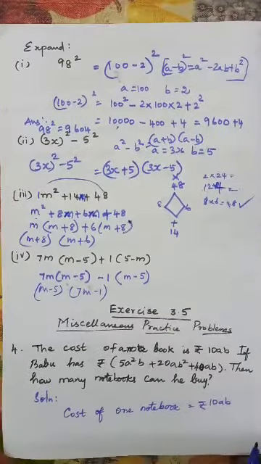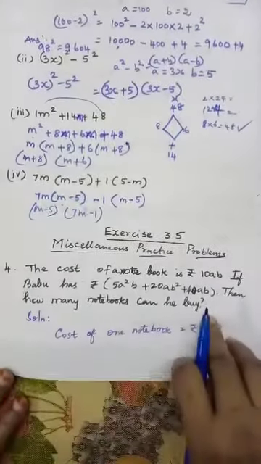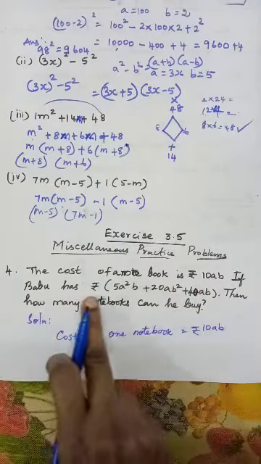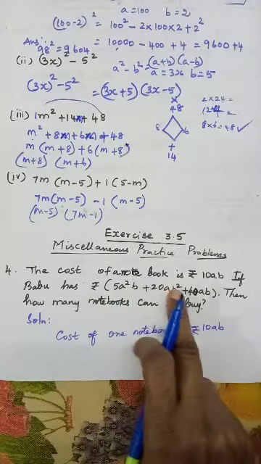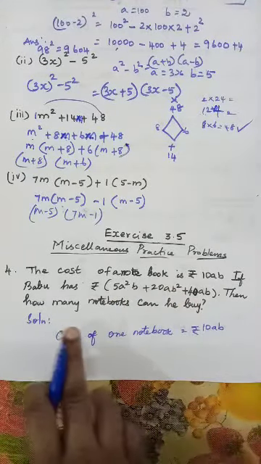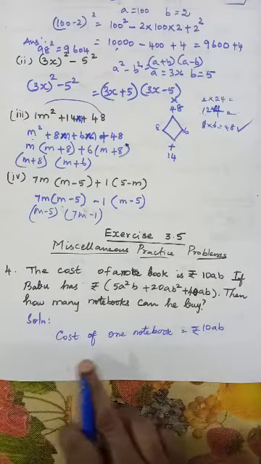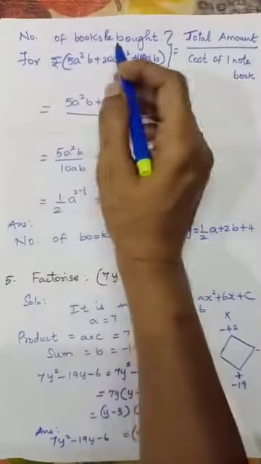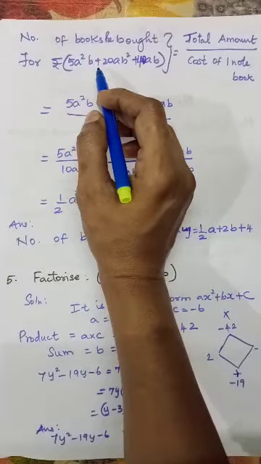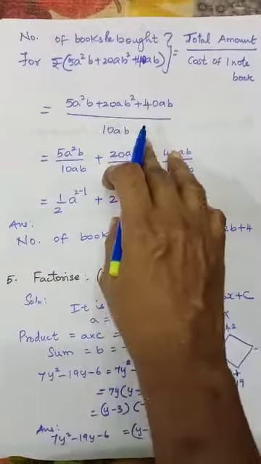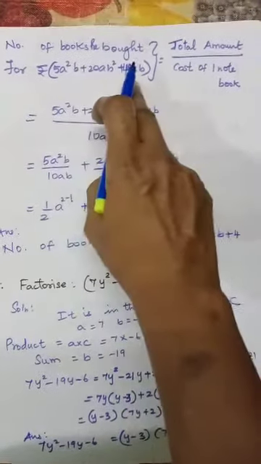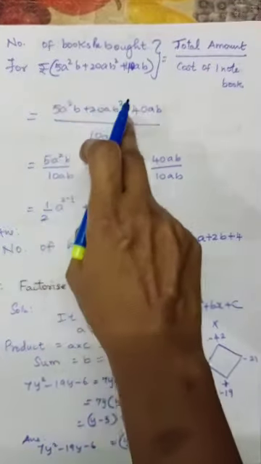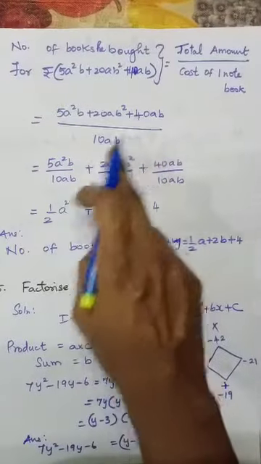We shall see the miscellaneous practice problems, that is exercise 3.5. The cost of a notebook is rupees 10ab. If Babu has rupees 5a square b plus 20ab square plus 40ab, then how many notebooks can he buy? Solution. Cost of one notebook is rupees 10ab. Number of notebooks bought for rupees 5a square b plus 20ab square plus 40ab is equal to total amount he has divided by cost of one notebook. So 5a square b plus 20ab square plus 40ab divided by 10ab.